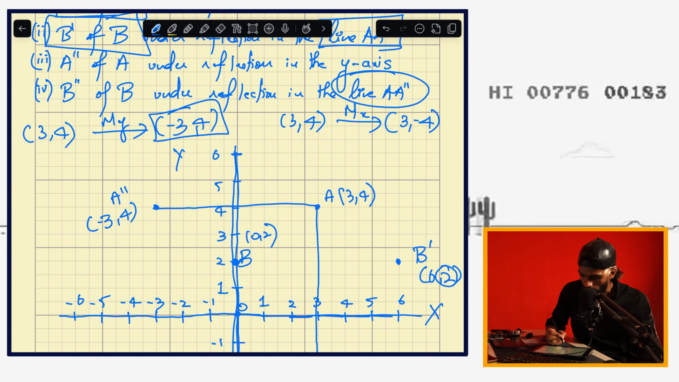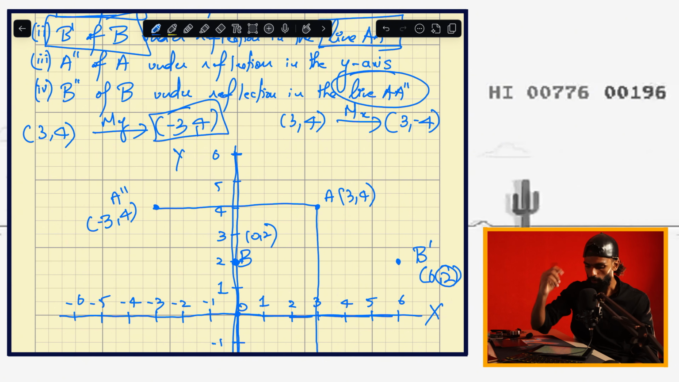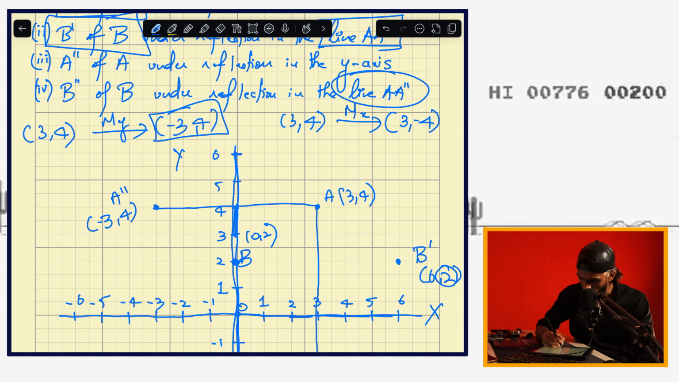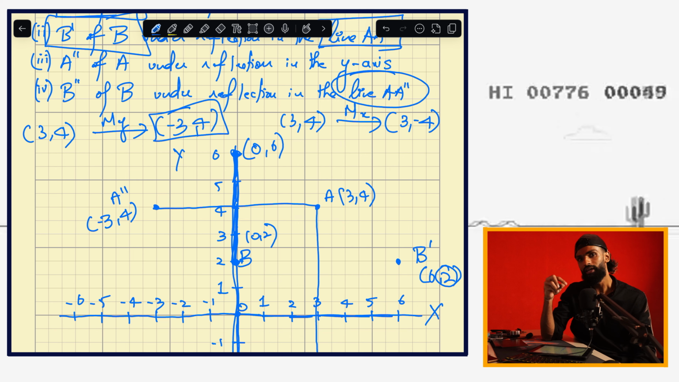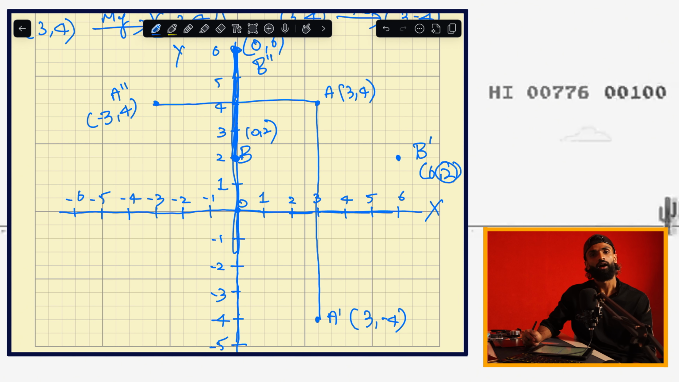So the object is B. Count the distance between the new mirror and B. I can see 2 boxes. 4, 3 and 3, 2. 2 boxes. So I'll go on top 2 boxes. 4, 5, 5, 6. So it'll be there. So this became 0, 6. Again, if you see, the 0 is remaining because you're on the same axis. That 0, 6 is nothing but B double dash. This is exactly how your graph will look after plotting points.